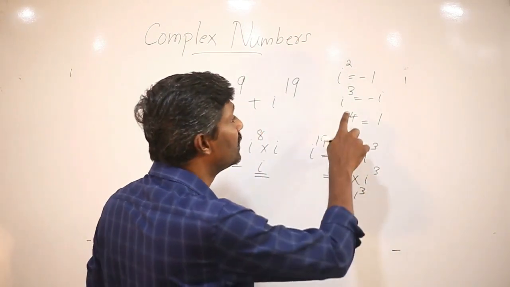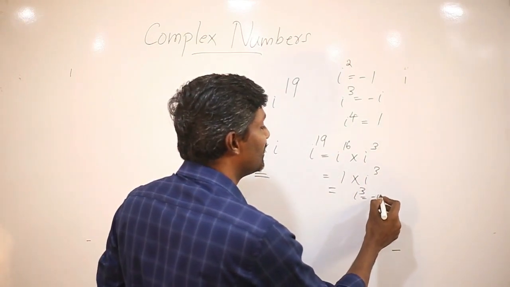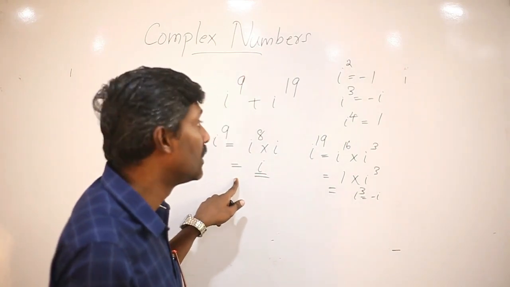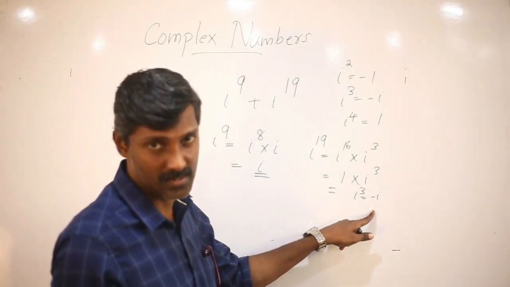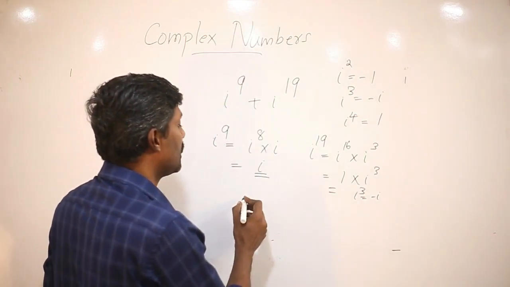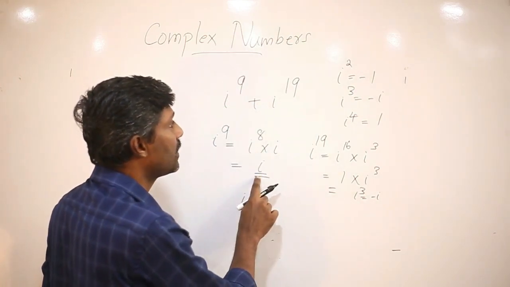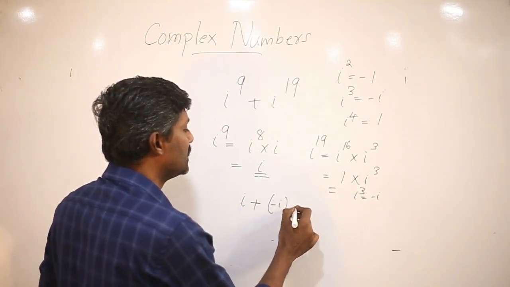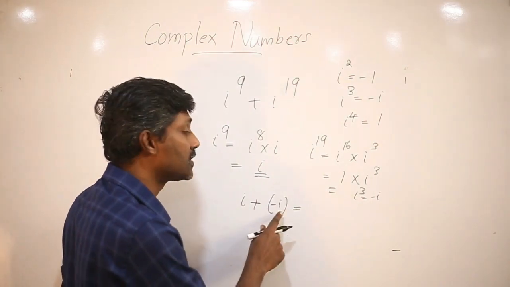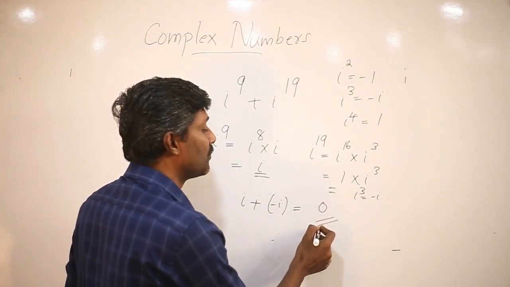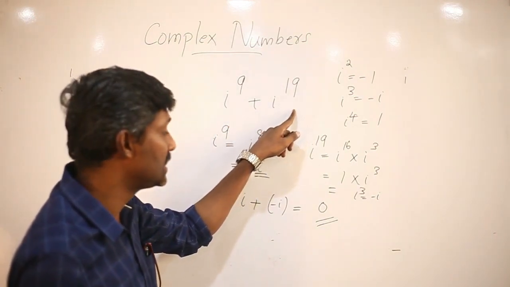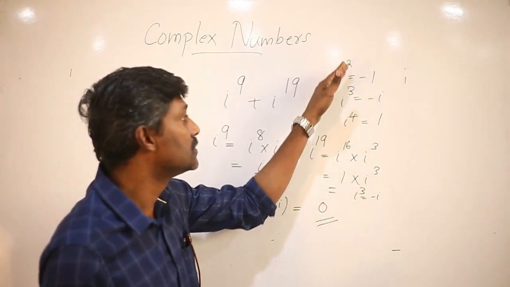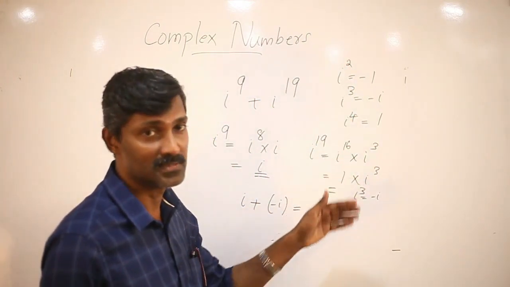What's the value of i cube? It is minus i, right? So I got the values of both these terms, i raised to 9 as i and i raised to 19 as minus i. Let's substitute the values. So I get i, this is i and this is minus i. So this becomes i plus minus i. And what is i minus i? It is 0. So the value of i raised to 9 plus i raised to 19 is 0. This is how you solve the problems in powers of i using these three values. Always remember these three values.